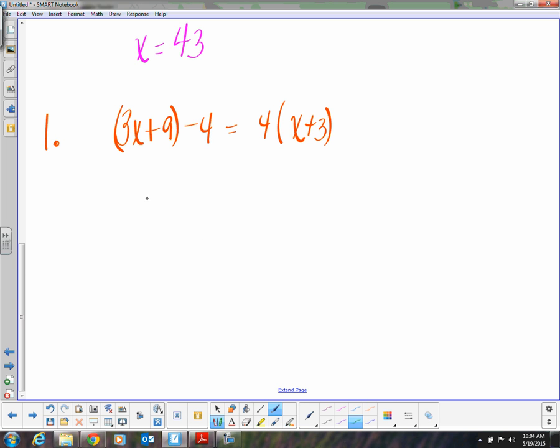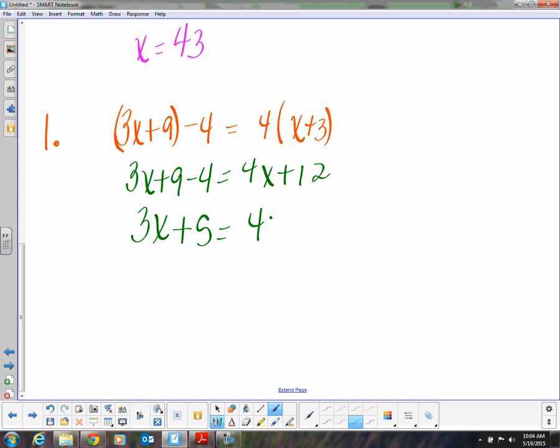Yeah. So we've got 3x plus 9 minus 4 is equal to 4x plus 12. So you can just drop it. Well, is there anything being multiplied? I didn't understand how you could drop them. They weren't necessary. So we get plus 5. Well, I'm going to go ahead and finish it. So now we're going to subtract 3x, and we're going to subtract 12. Did they have negative 7 as an answer?